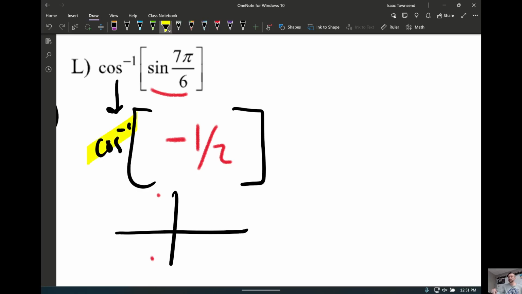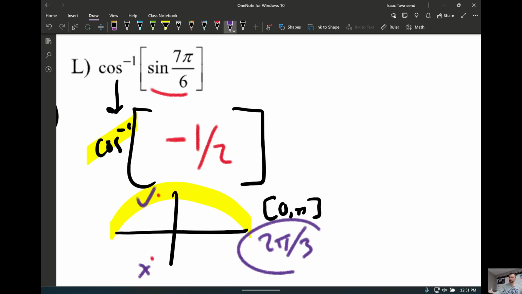Draw in the range of inverse cosine, which is 0 to pi. This lets me see where my answer comes from and doesn't come from. And then we need to name this angle in a way that it's between 0 and pi. So what would we call that spot? 2 pi over 3. That's how you would do that. So you can see these take a little bit more practice before you start to feel confident on them.